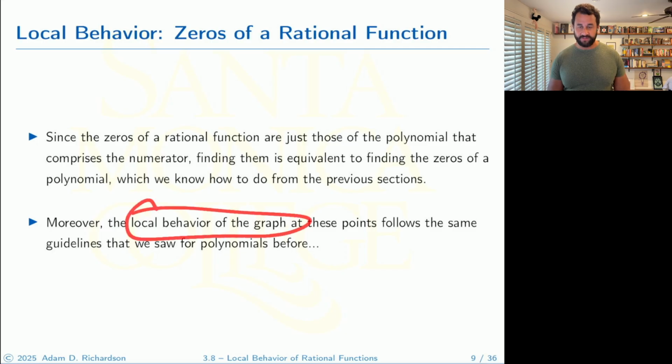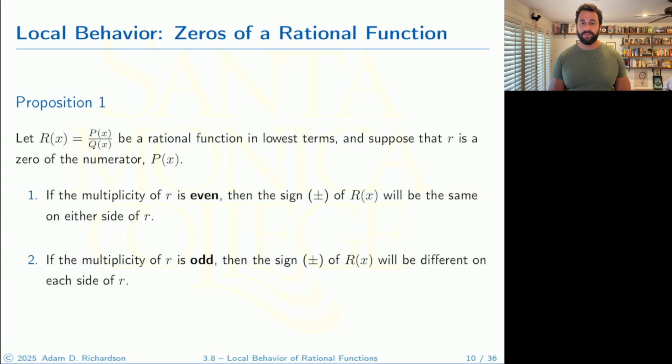Moreover, this is one thing I think is pretty cool. The local behavior of the graph at those zeros follows the same guidelines that we saw for polynomials before. Maybe you kind of remember it. The proposition is almost a copy paste of what we saw when we were studying polynomials. But let's say you've got a rational function in lowest terms. Suppose that r is a zero of the numerator. If the multiplicity of r is even, then the sign of r of x will be the same on either side of r. And if the multiplicity is odd, the sign will be different on each side of r. It will change. So maybe this big idea sounds familiar.